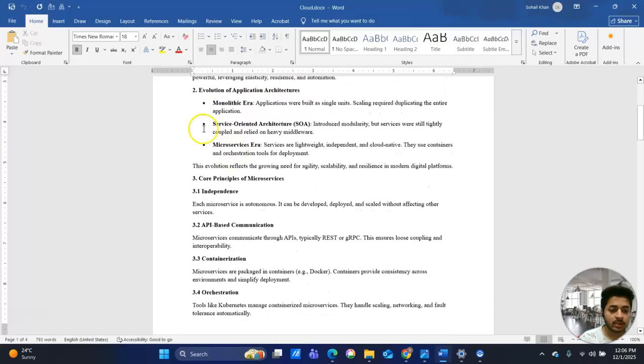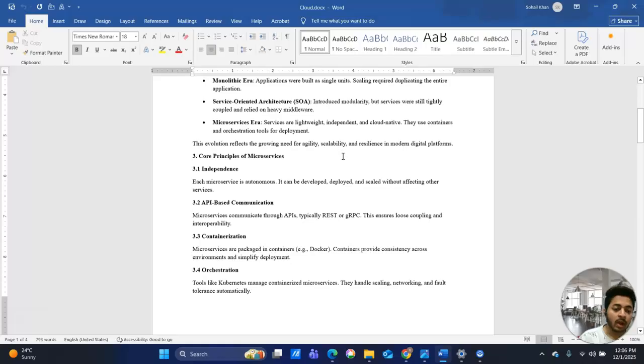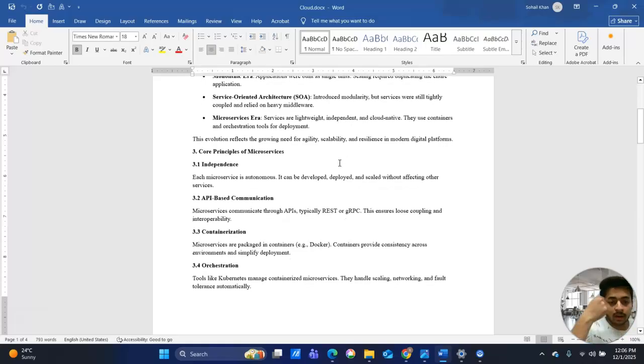Evolution of application architecture: the monolithic era, service-oriented architecture, and the microservices era. In the monolithic era, the application was built as a single unit. Scaling required duplicating the entire application. SOA introduced modularity, but services were still tightly coupled and relied on heavy middleware. In the microservices era, services are lightweight, independent, and cloud native. They use containers and orchestration tools for deployment.